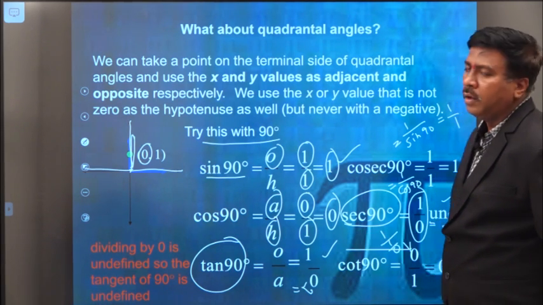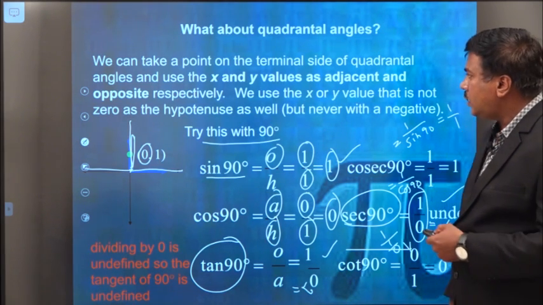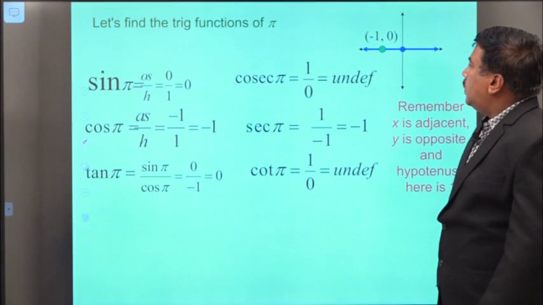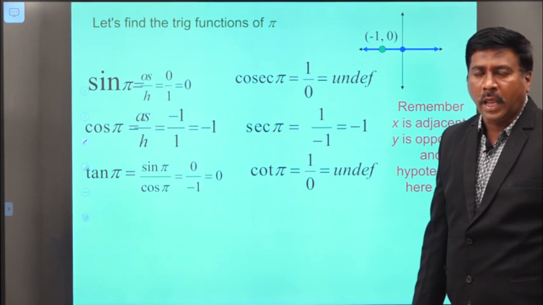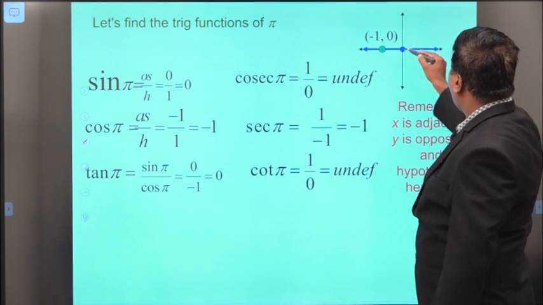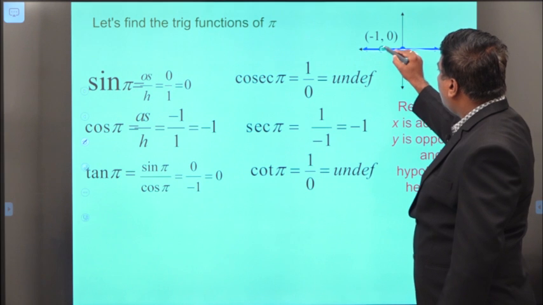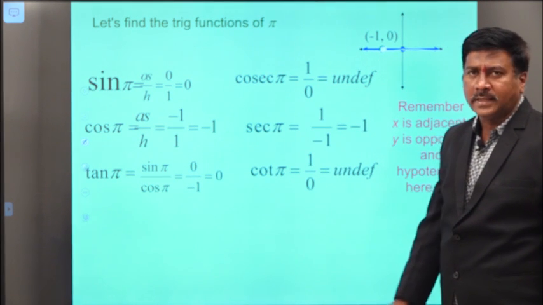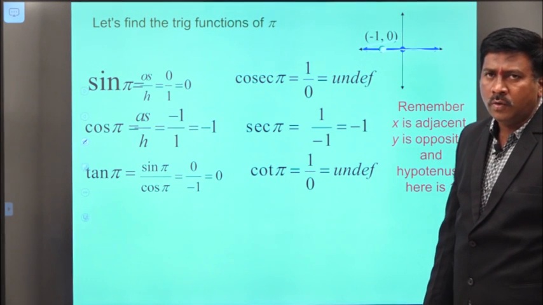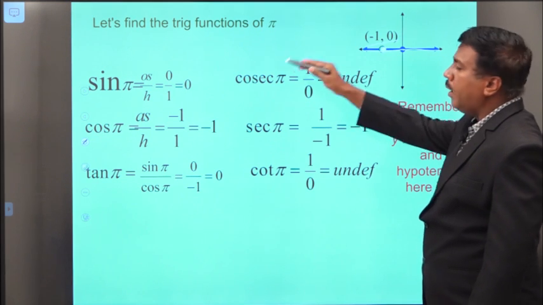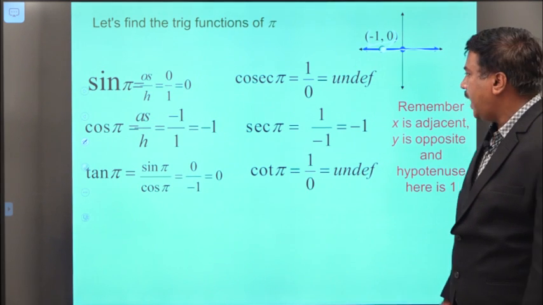Likewise, you have to evaluate sin 90, cos 90 and tan 90 and the reciprocals of those trigonometric ratios also. Now, at pi, how do we find the values for sin pi, cos pi and tan pi? By drawing, this is the positive x-axis and this is the negative x-axis. Here, assume the point lies on the negative side of the x-axis, then you have to consider the y coordinate value as 0. Because the point lies on the negative side of the x-axis, this value is minus 1.